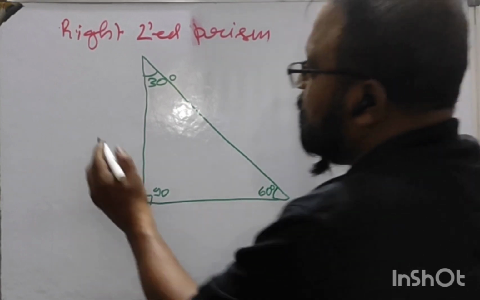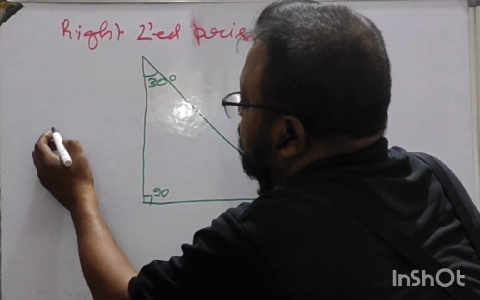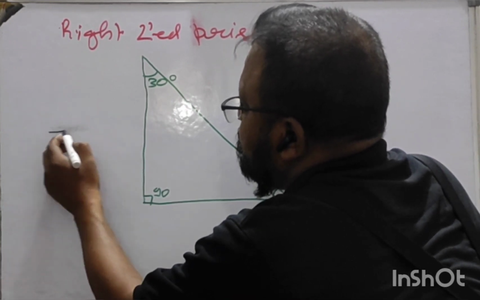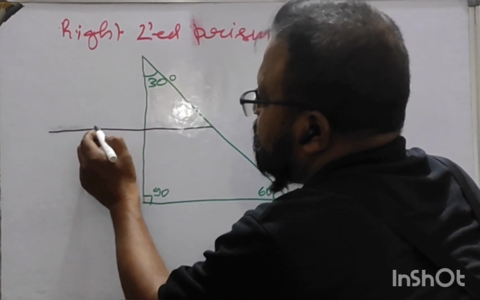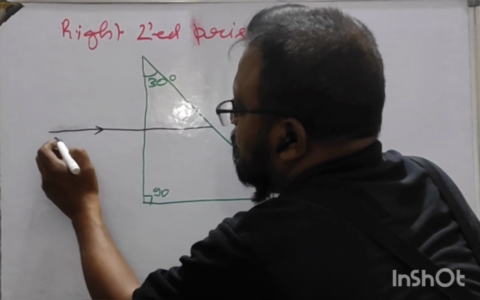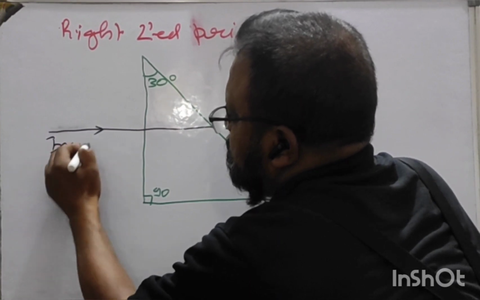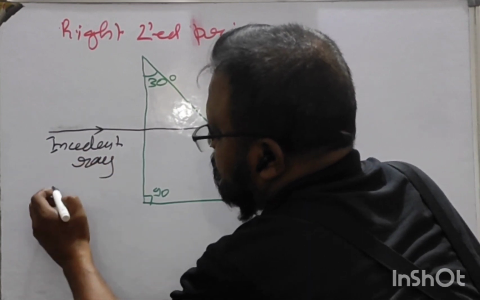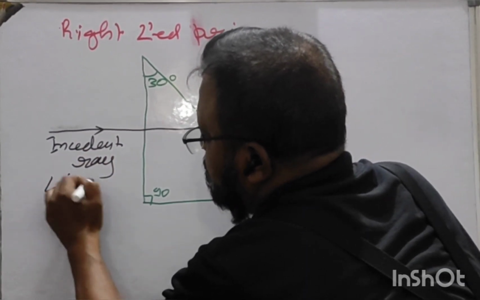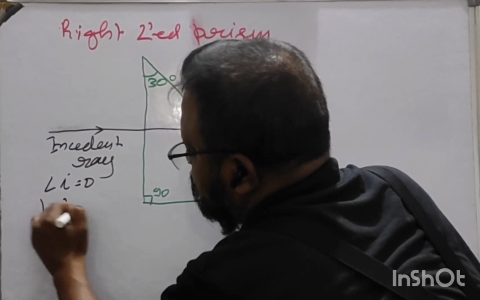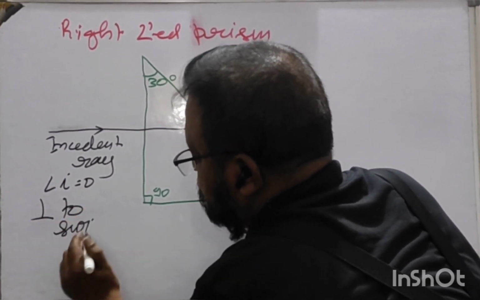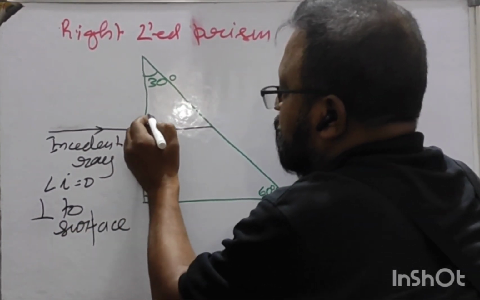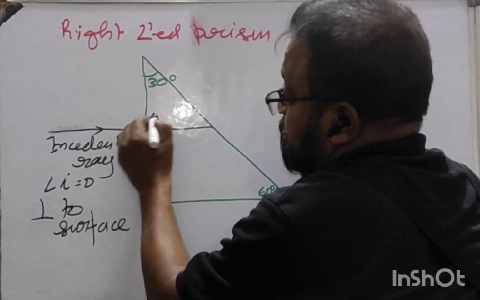So now we have drawn a line here like this. This is the incident ray. Incident ray. So angle I is equal to 90 degree, perpendicular to the surface, right? So this angle is 90 degree. I hope you understand this. It's 90 degree.